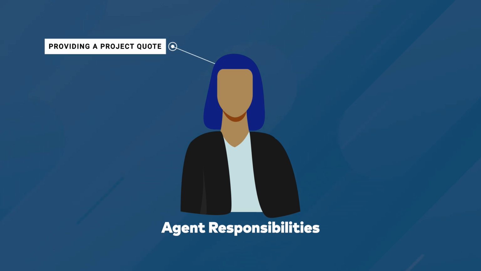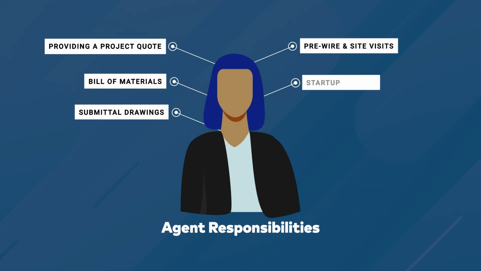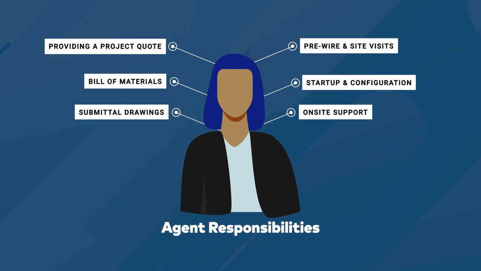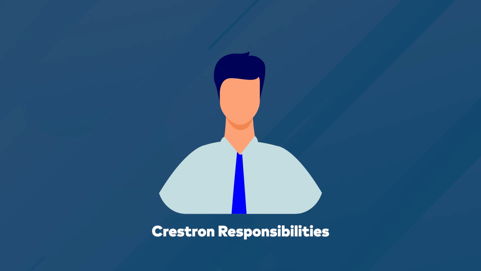This includes items such as providing a project quote to the customer directly, providing a bill of materials list, or BOM for short. The agent will also be responsible for any revisions during the project. The agent is also responsible for managing the project, providing submittal drawings, pre-wire and site visits, startup and configuration of the project, providing on-site support to the contractor and customer, and providing and obtaining the customer sign-off once the project has been completed. The Crestron Commercial Lighting Group will help the agent with valuable services to make sure that the project will go smoothly and satisfy the customer's requirements.